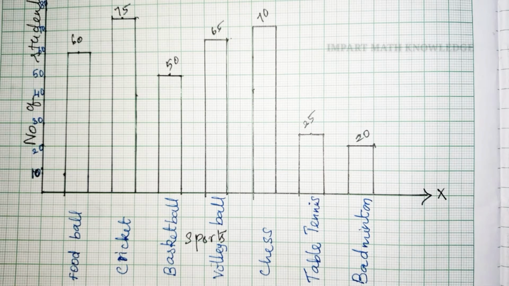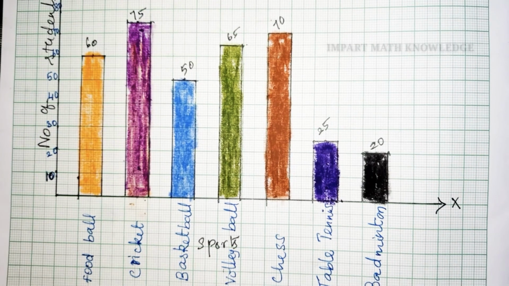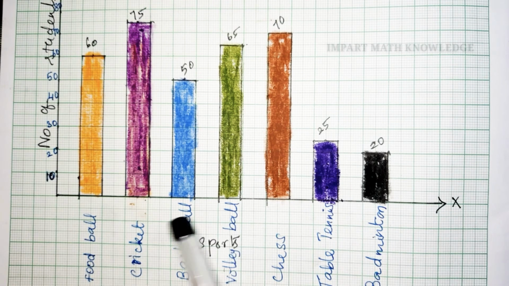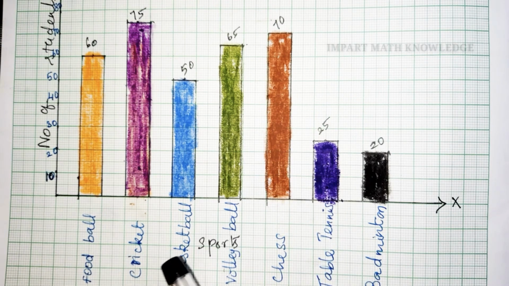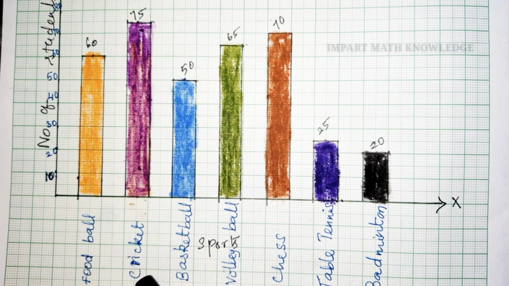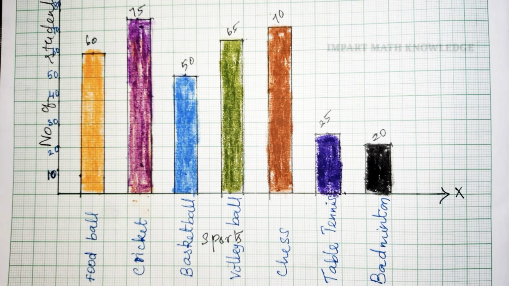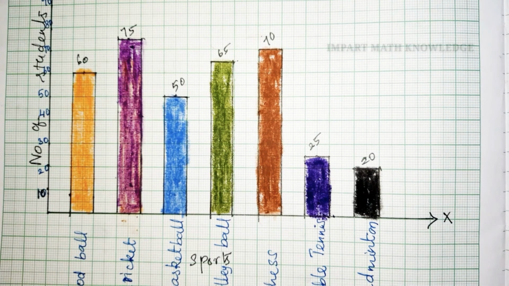You can even give some shades or colors to these vertical bars. In this way, you can shade or color the vertical bars. From this diagram, we can say that a larger number of students are interested in cricket and a smaller number of students are interested in playing badminton. A simple bar diagram always deals with only one variable, for example, population of the country for different years. If it is a single variable, you always go with a simple bar diagram.